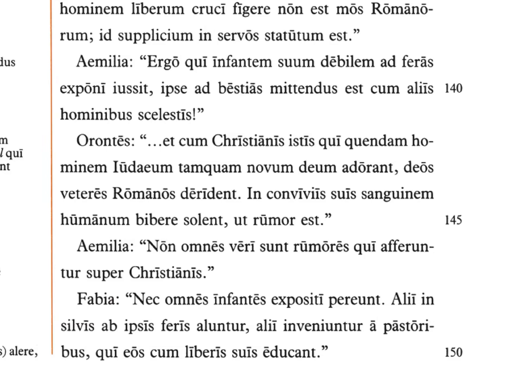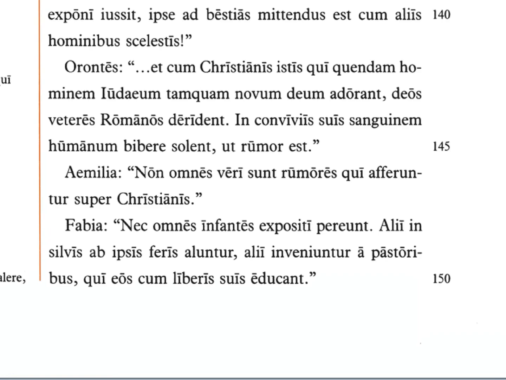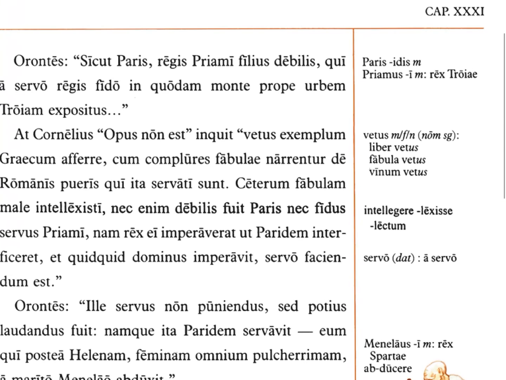And then Amelia says, Non omnes veri sunt rumores qui afferuntur super Christianis. Not all of the rumors which are said about Christians are true. And then Fabia says, Nec omnes infantes expositi pereunt, nor do all exposed babies die. Alii in silvis ab ipsis feris aluntur, some are nursed in the forests by the wild animals themselves. Alii inveniuntur a pastoribus, others are found by shepherds, qui eos cum liberis suis educant, who raise them with their own children.